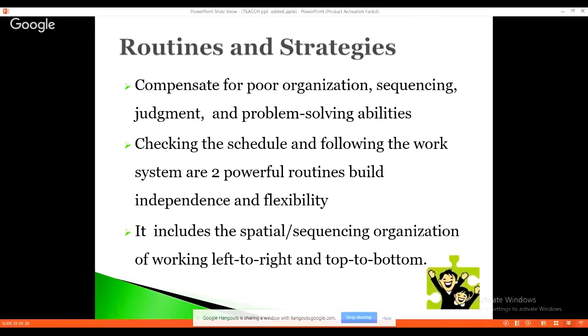Now, routines and strategies. It says compensates for poor organization. So, if I have a child who's not able to organize, then I can use the schedule. It'll help them to sequence. It'll help them to do problem solving with the blank card that I spoke about. Checking the schedule and following the work system are two powerful routines which build independence and flexibility. It includes the spatial or sequencing organization of working from left to right and top to bottom.